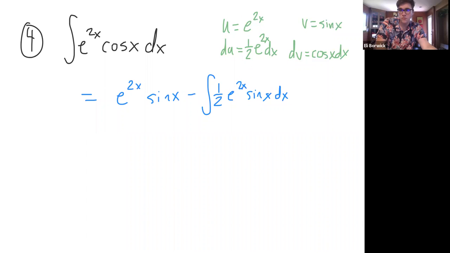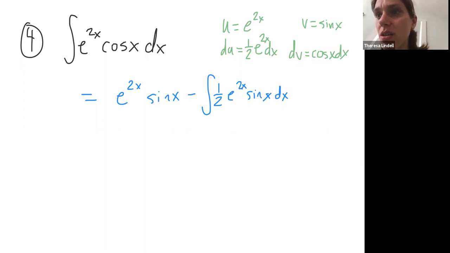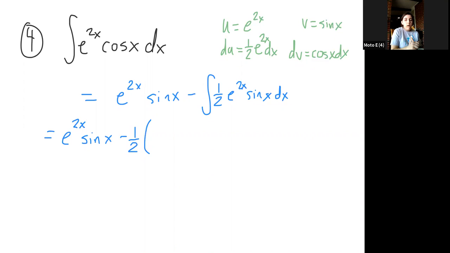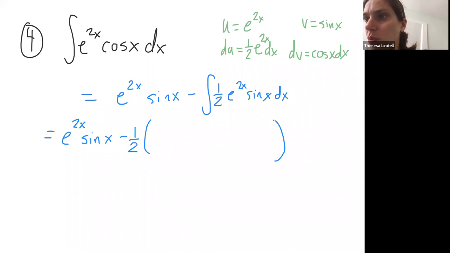So then what I usually do here is when I'm about to do my next UDV, since I've got a 1/2 to pull out, I'm going to do this sort of thing, right? I'm going to pull out the 1/2 with the minus before I set up my next UDV.